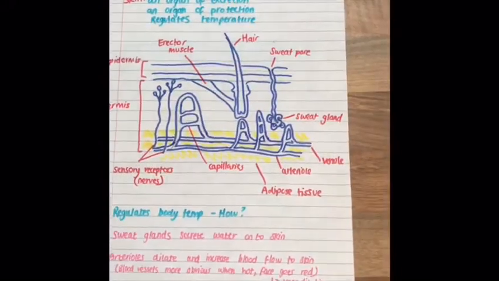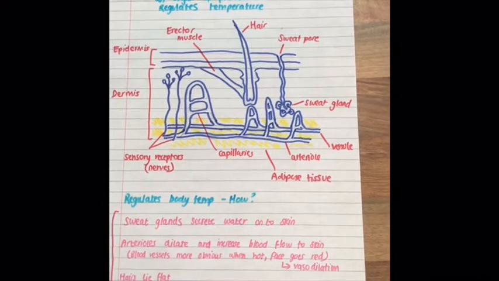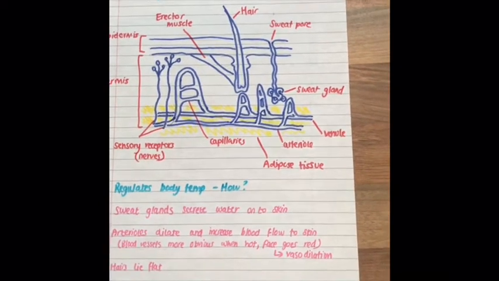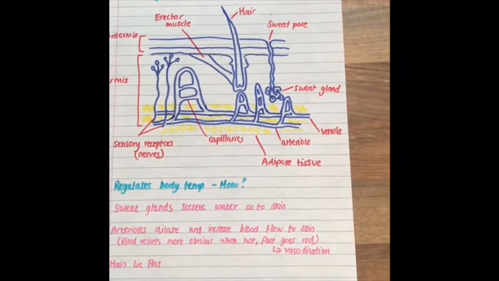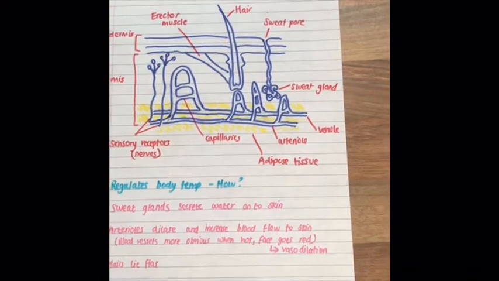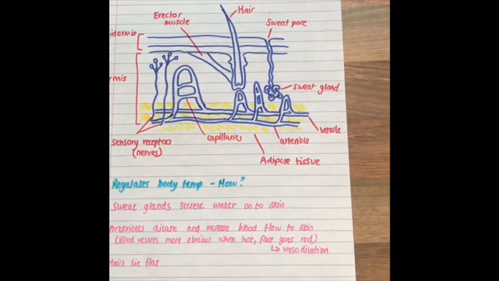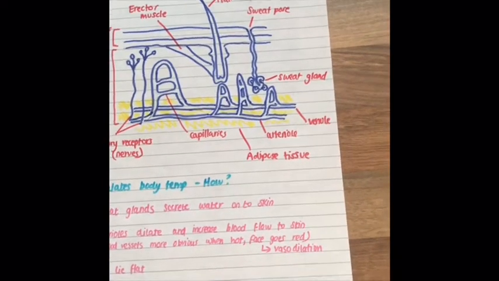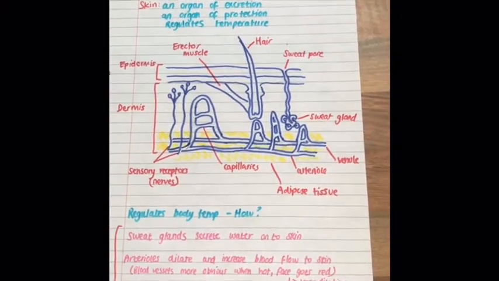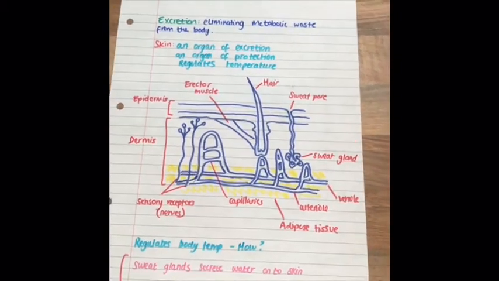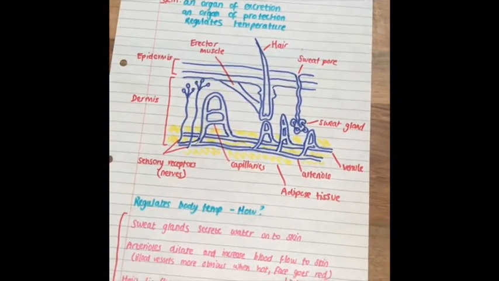So when we talk about the first organ of excretion, we're going to look at the skin. First of all, let's look at the definition of what excretion is. It is eliminating unwanted products or metabolic waste from our body. The skin is an organ of excretion because it gets rid of excess water and salt from our body. It is also an organ of protection because it protects all of our delicate organs inside, and it also regulates temperature.